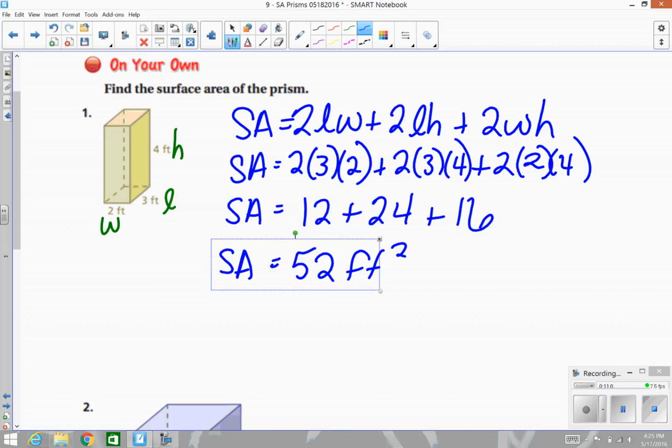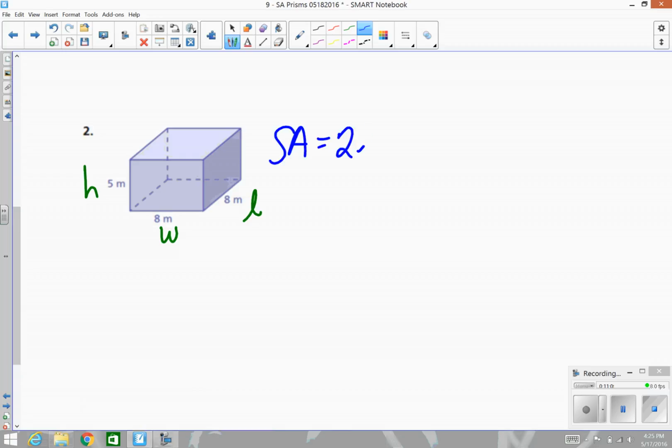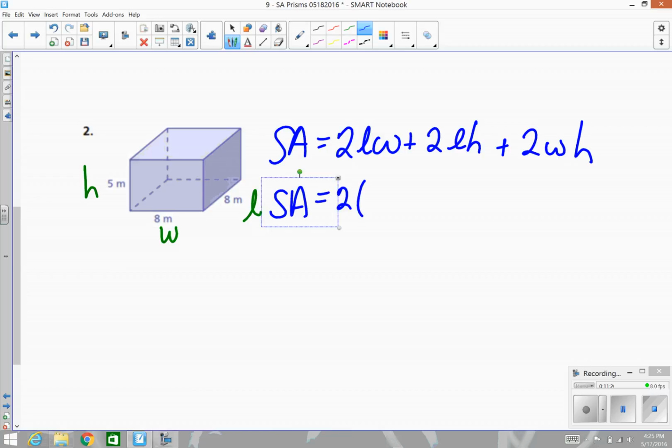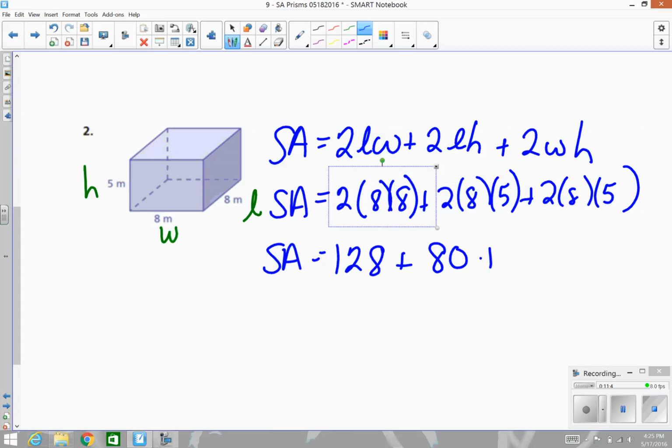Feel free to pause and correct your papers. We'll go over number 2 now. Surface area equals 2 times length times width plus 2 times length times height plus 2 times width times height. Surface area equals 2 times 8 times 8 plus 2 times 8 times 5 plus 2 times 8 times 5. 2 times 8 times 8 is 128. 2 times 8 times 5 is 80, and we have another one of those here. Add them up, you should get 288 meters squared. Adjust your papers and then flip the page.